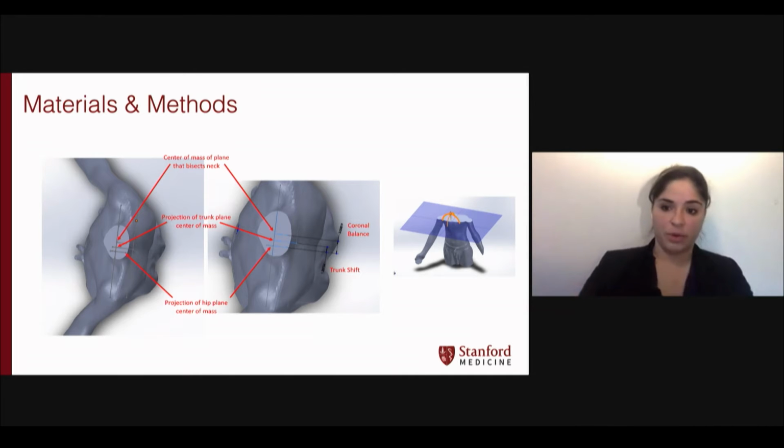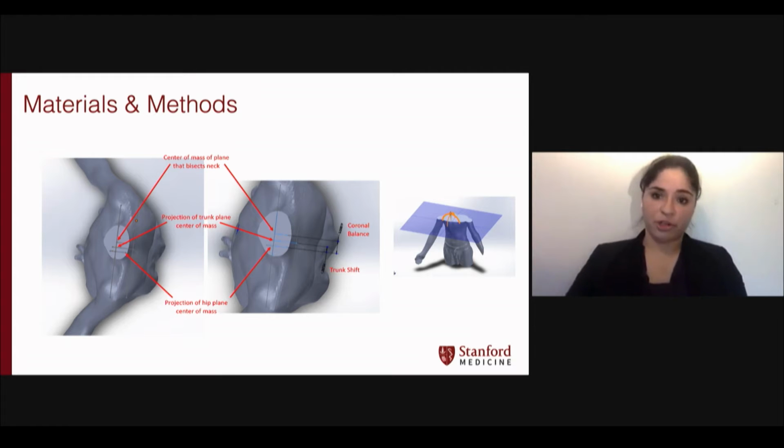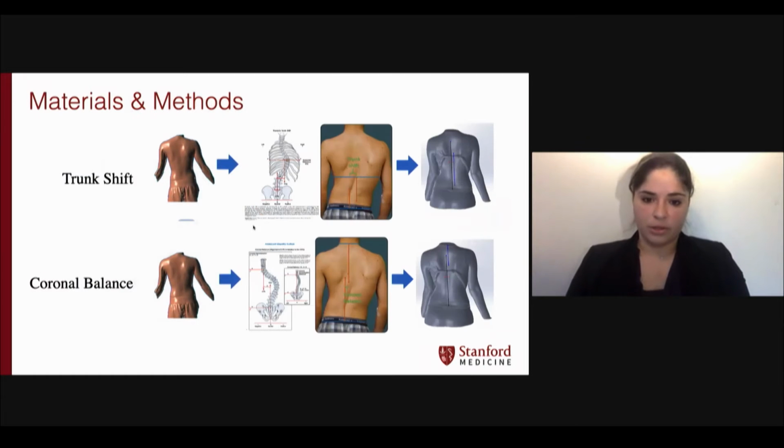For all of these planes, we then took the centroid of the axial cut and projected them up to the neck, as you can see here, to make our calculations of trunk shift and coronal balance. So as mentioned, the trunk shift is calculated as a medial lateral distance between the trunk centroid and the hip centroid. You can see that over here on the right. And similarly, the coronal balance was the medial lateral distance between the neck and the hip plane as seen here.